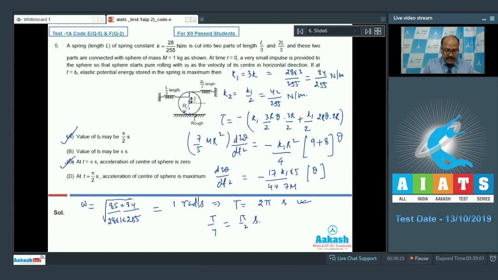And option D says at t equal to pi by 2 second, acceleration of center of sphere is maximum. Well, at t equal to pi by 2 second, it's at the extreme position, and at the extreme position, center of sphere will clearly have its maximum acceleration. So option D is also correct. That means for question 5, options A, C and D are correct. Let's move on to the next question now.